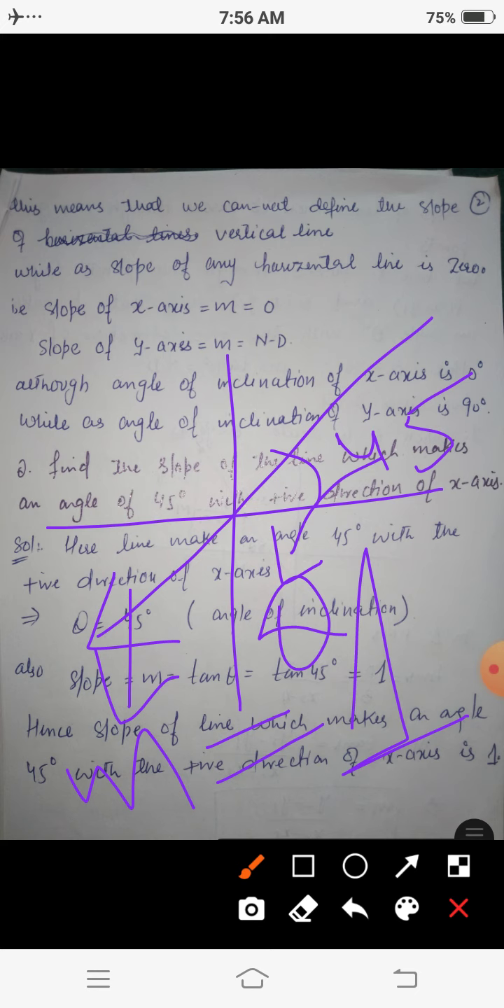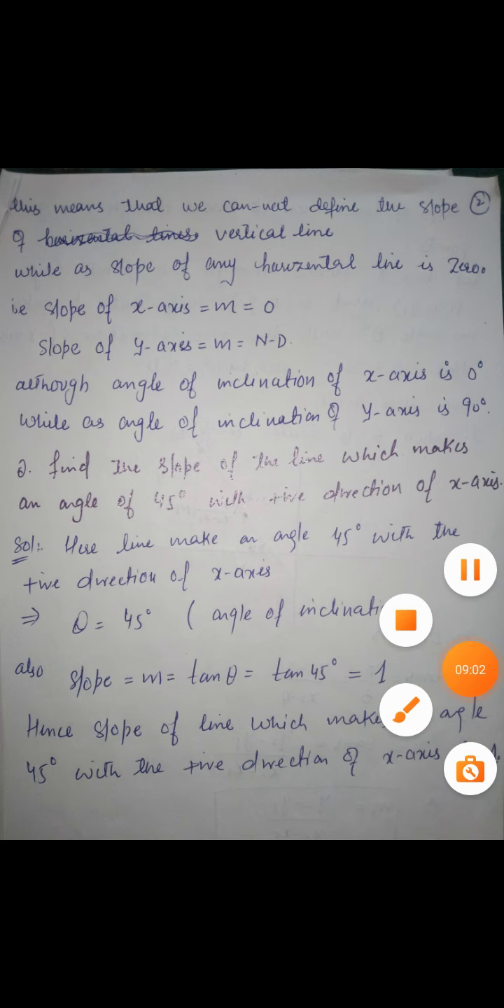In tomorrow's video lecture we will discuss how to find the slope of a line when it passes through two points.